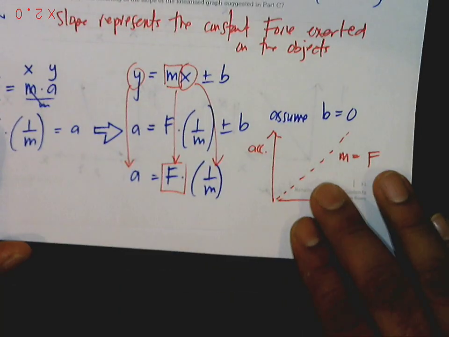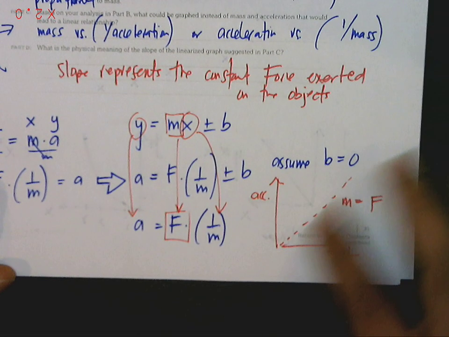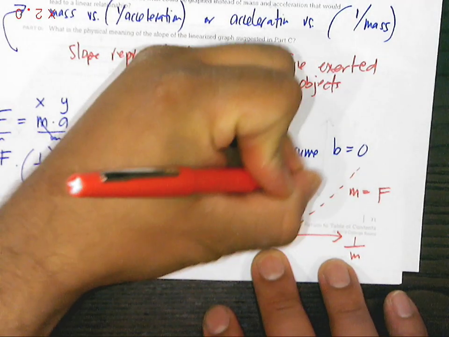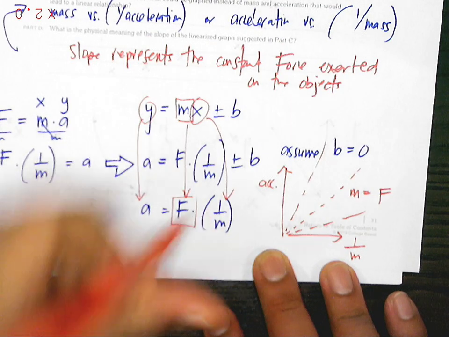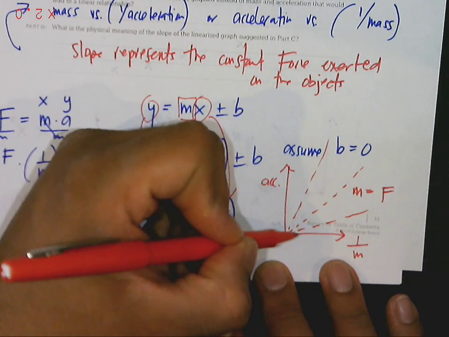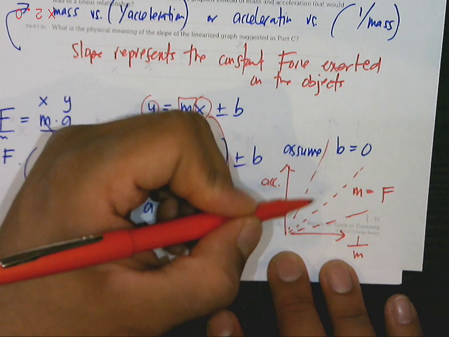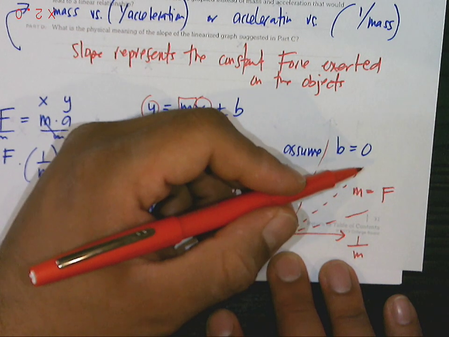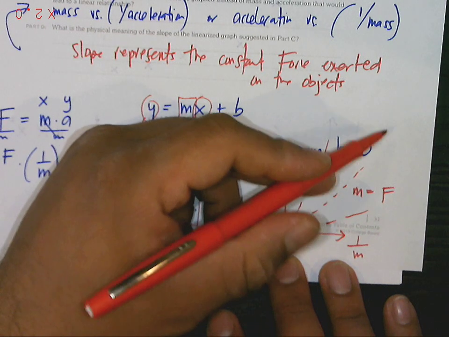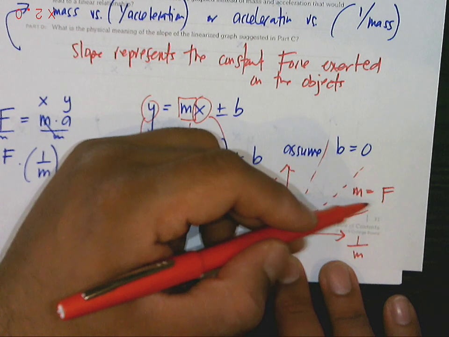And so entirely what it would depend on is what force they were using. Were they using 10 newtons, 100 newtons? And of course that would change the slope, but it would still be a constant slope, whatever the F was. Maybe a greater force, maybe a lesser force, a mid-range force. The slope entirely depends on the actual value of F that was exerted on these objects.